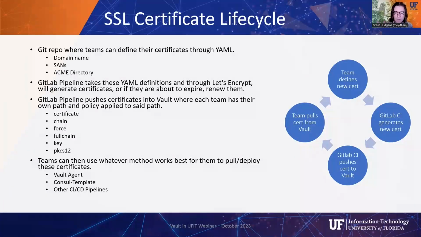Then once approved and merged, a CI/CD pipeline would use the Let's Encrypt API to generate or renew certificates. And it would also handle making any kind of DNS records that are necessary for Let's Encrypt to verify DNS ownership. Then it would take these new certificates, including any chains, private keys, CSRs, whatever, and push them into Vault, where each team then has their own paths and policies.